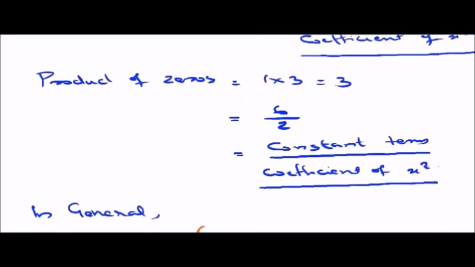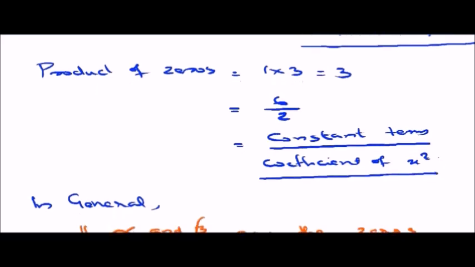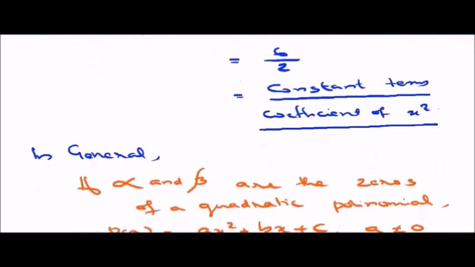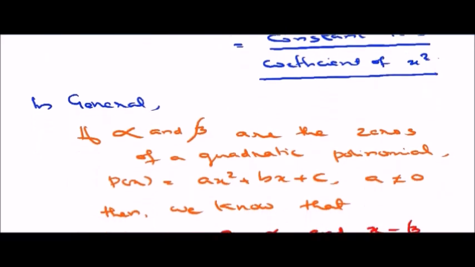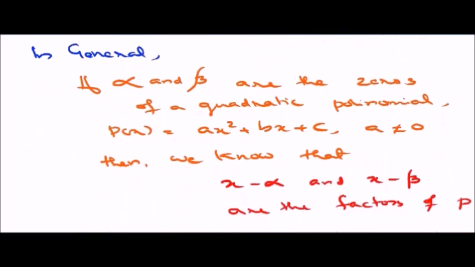Also find the product of zeros. That is equal to 1 into 3, that is equal to 3. So we will write this as 6 by 2, that is equal to the constant term divided by the coefficient of x square.